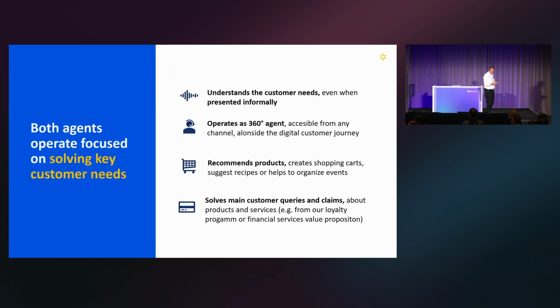So what do they do and how do they operate? They understand consumer pain points, their needs in their own words. They operate 360, so they are accessible in any channel, either in the app, WhatsApp, the homepage, or even potentially in the physical stores. They recommend value-adding actions, so products or shopping carts, organize events, leveraging the loyalty program that we have in place in Chile. And they also solve main customer queries and complaints, either from the loyalty program, financial services, value proposition, etc.